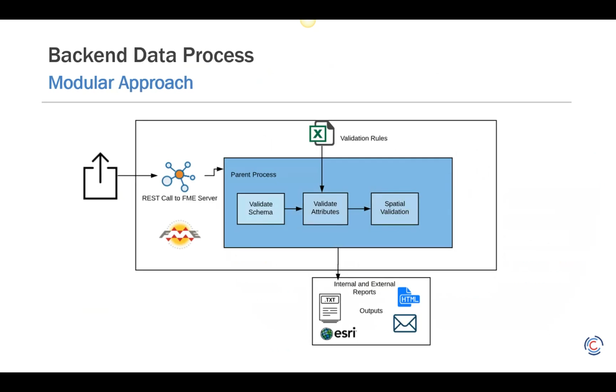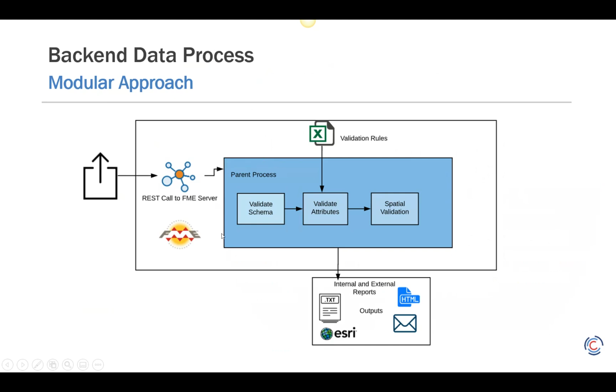So the backend data process itself, as I mentioned, was done with a modular approach. So what does that mean? Well, this is a conceptual idea of how this works. So the user here on the left has uploaded a submission. Okay, so this would be like a zip file containing the data that's being submitted. And a REST call is then made from that web portal to the FME server. An FME server receives the request and then runs a parent process.